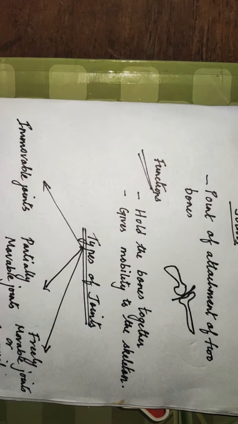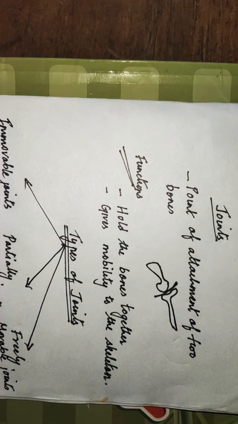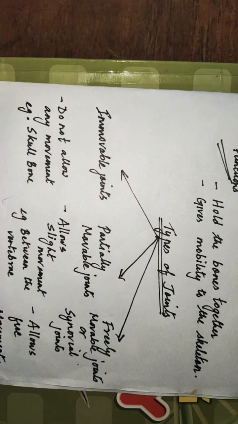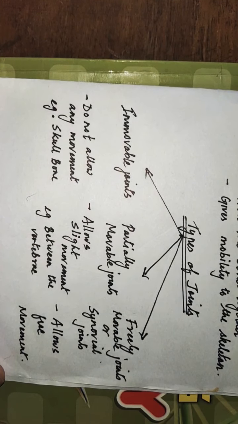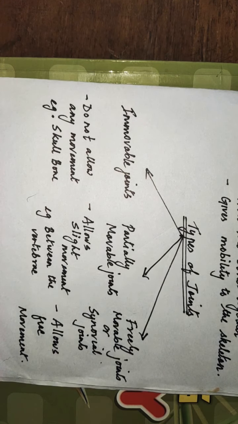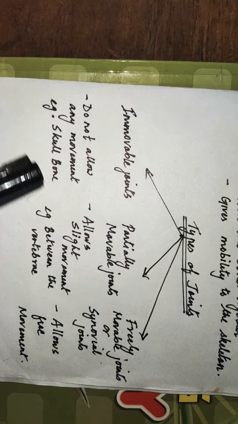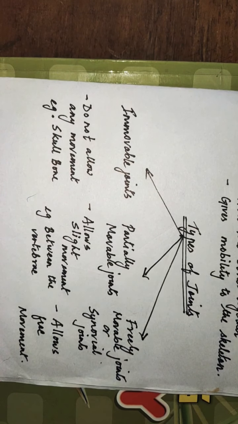Okay, so this is all we are going to learn for today. We have learned about joint. It is a point of attachment of two bones. Function is to hold the bones together. It gives mobility to the skeleton. We have also learned about the types of joints, that is immovable joint, partially movable joint, and freely movable joints. And we have learned immovable does not allow any movement. Example, skull bone. Partially movable joint means allows slight movement between the vertebrae, and freely movable joints are synovial joints, which we are going to learn in detail also. So allows free movement. All right.